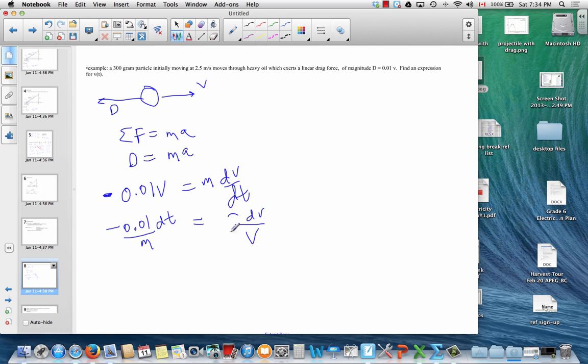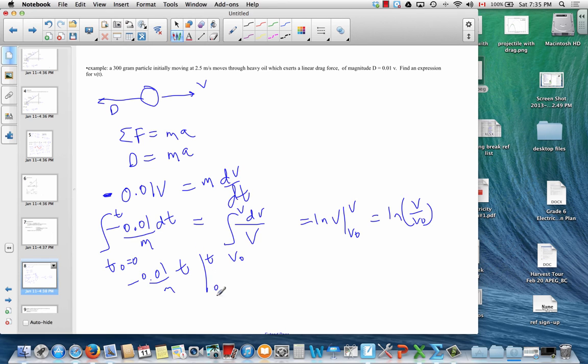Now we're going to integrate from an initial speed to a final speed on that side, and from an initial time to a final time on this side. This is dv over v, so that's ln v. Going from the initial to the final value, it'll be ln v minus ln v naught, which is the ln of v over v naught, if you remember that mathematical trick. This is a very easy integral. It's just minus 0.01 over the mass times time. The initial time is just 0, so the 0 doesn't contribute anything, and you end up with minus 0.01 t over the mass. And that equals the ln of v over v naught.